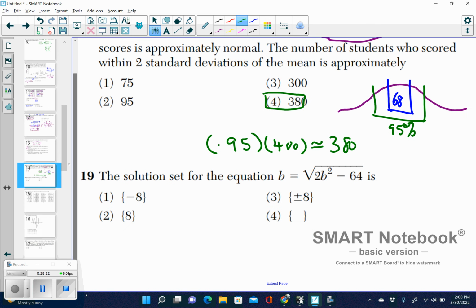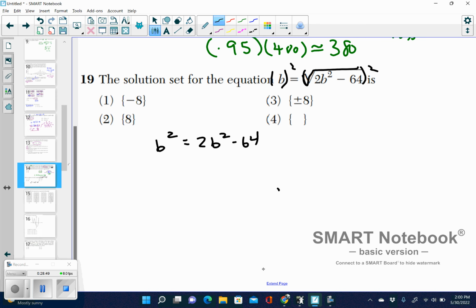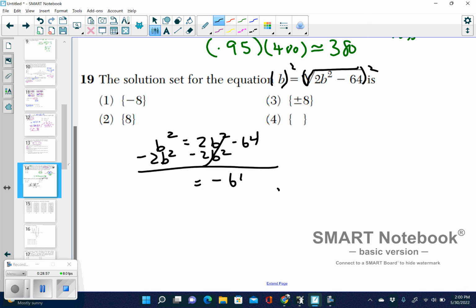Number 19, the solution set for the equation. We actually did this exact question. To get rid of the square root, you have to square both sides. So you get b squared is equal to 2b squared minus 64. We're going to move everything over to one side. So we're going to do minus 2b squared on both sides. This is going to cancel out, and we're left with negative 64 on the right, negative 1b squared on the left-hand side. Divide both sides by negative 1. I'm left with b squared is equal to 64, and b is equal to the square root of 64, which is positive and negative 8.